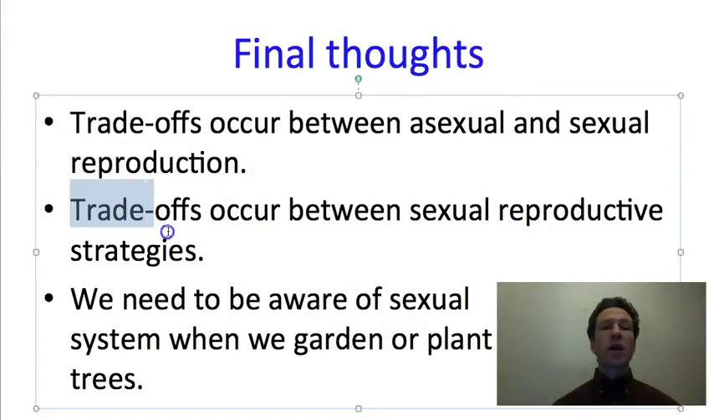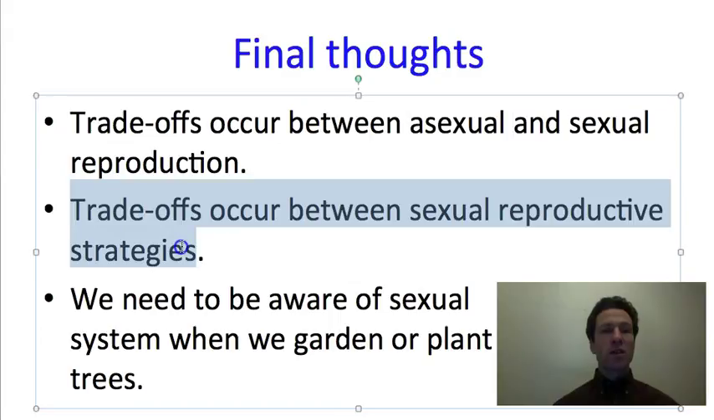Next, there are trade-offs between sexual reproductive strategies. For example, selfing compared to outcrossing. There are advantages to this and disadvantages to both, and different arrangements like being monoecious, dioecious, or hermaphroditic. There are again some advantages and disadvantages to each of those strategies. The fact that there's not one clear best strategy is reflected in the fact that we can find some plants using one strategy and other plants using other strategies.